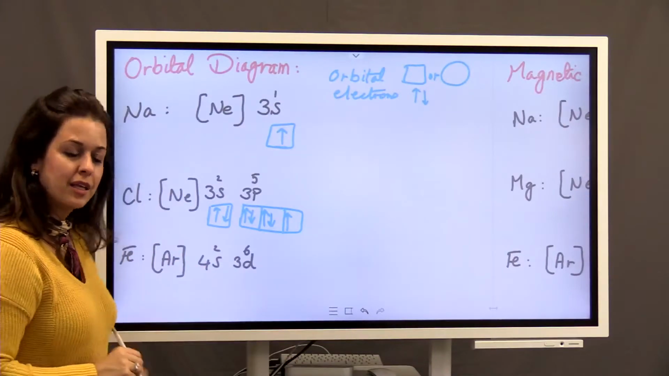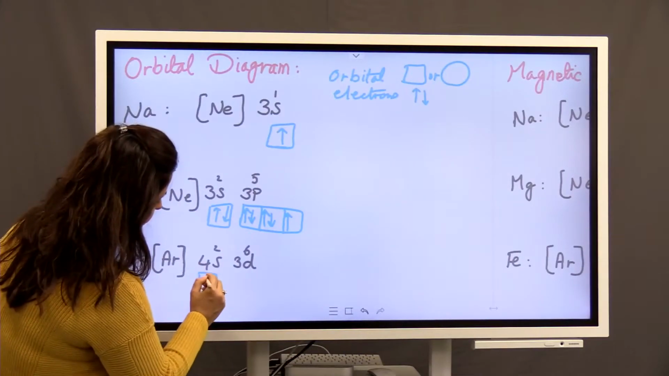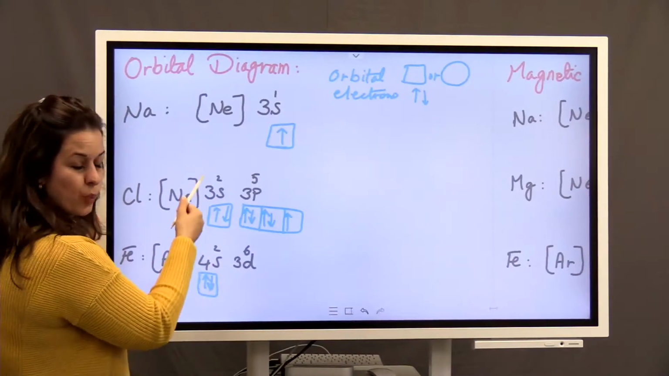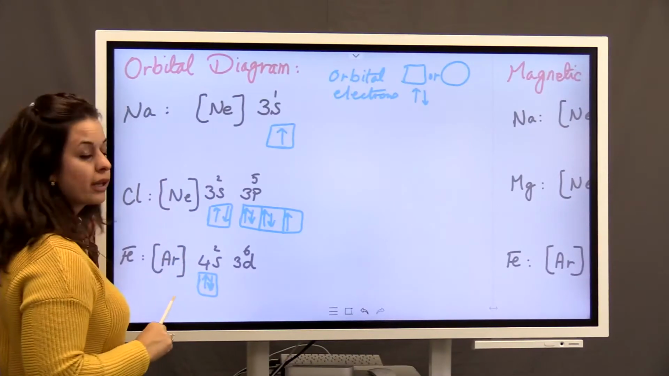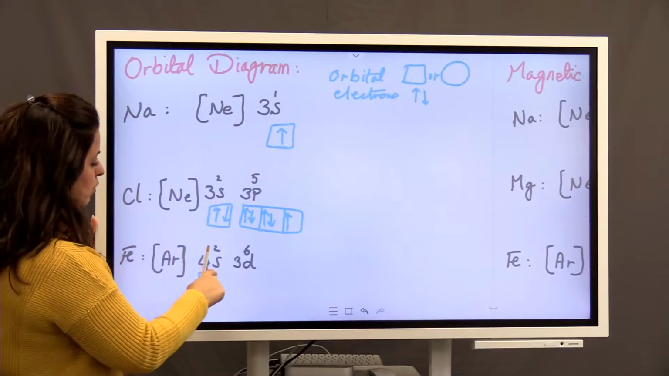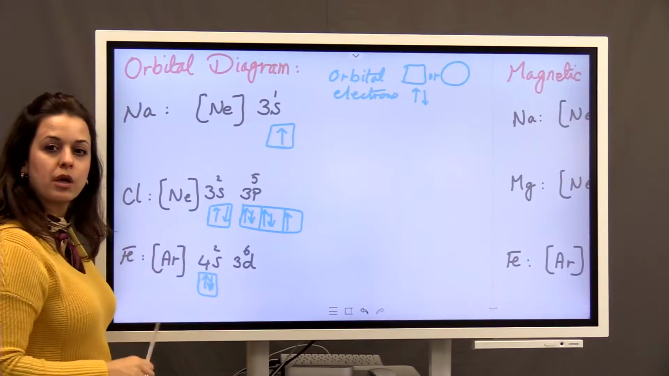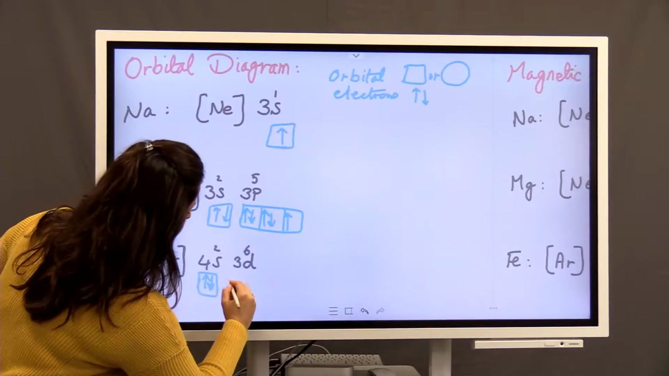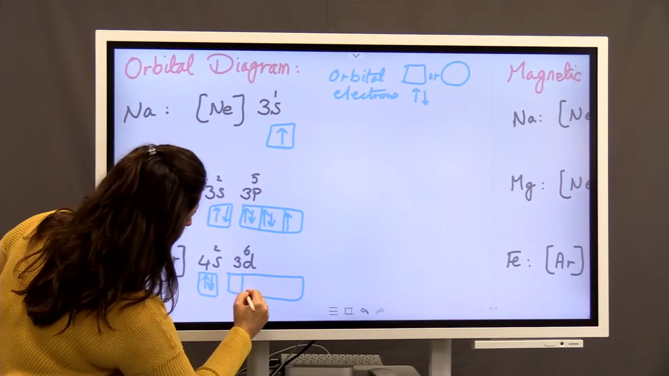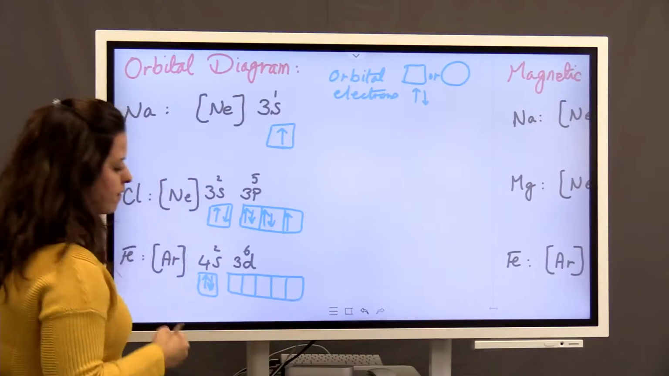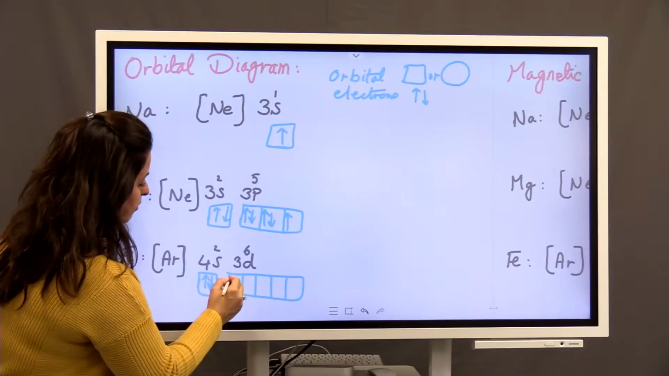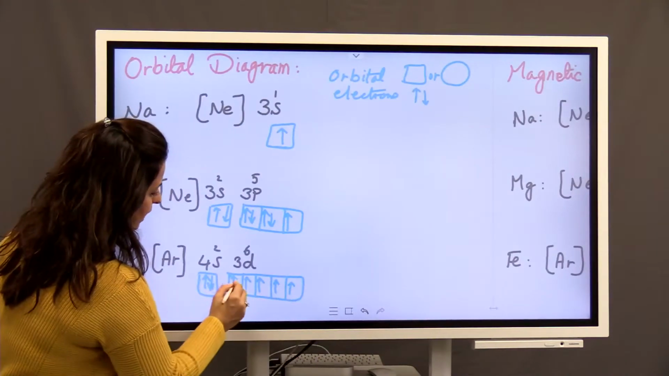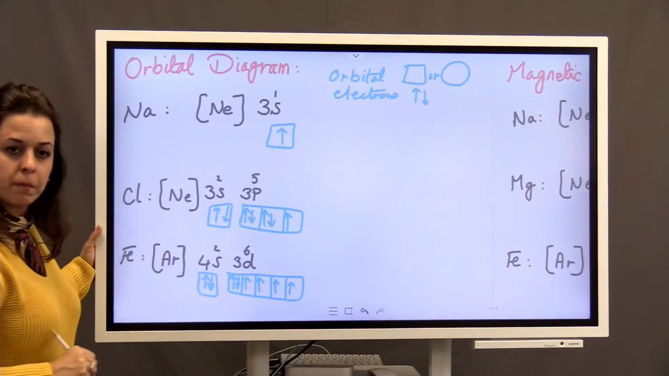Ready to do it for 4s and 3d? Again, 4s is 1 box. You see, it doesn't matter where the s orbital is, in the 3rd level or 4th level. S is always s, there is just 1 s orbital, so you show it with 1 box. How many d orbitals are we supposed to have? You remember, you memorized 5. So I need a bigger rectangle. 1, 2, 3, 4, and 5. How many electrons do I have? 6. So let me fill each orbital with 1 electron first. 3, 4, and 5. And the 6th one is going to be written like this. All right?